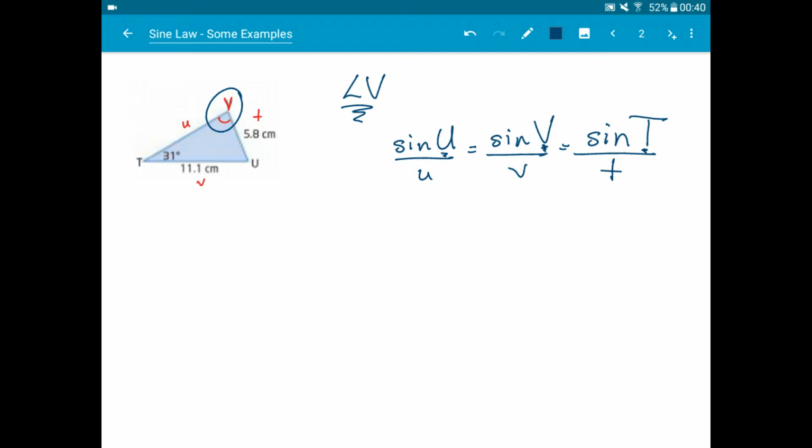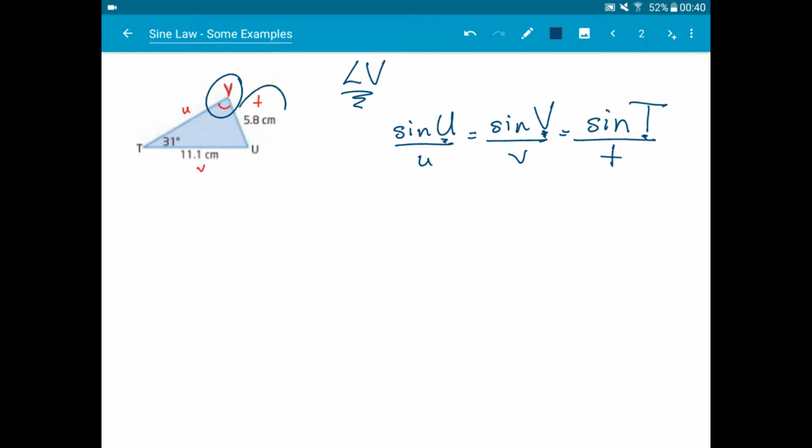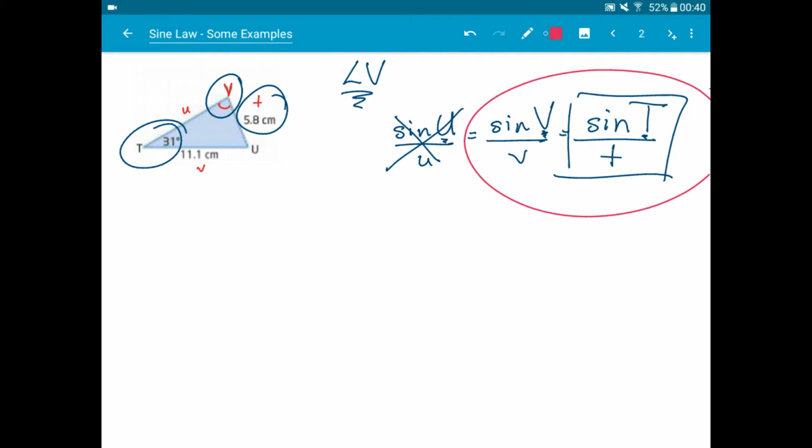Well, which set do we know as a pair? Well, we know side t and angle t. So this one's definitely going to be included. Okay, so we don't know anything about u at all. We don't know the side or the angle, so that one's out. So here's our overall choice for expression right there.